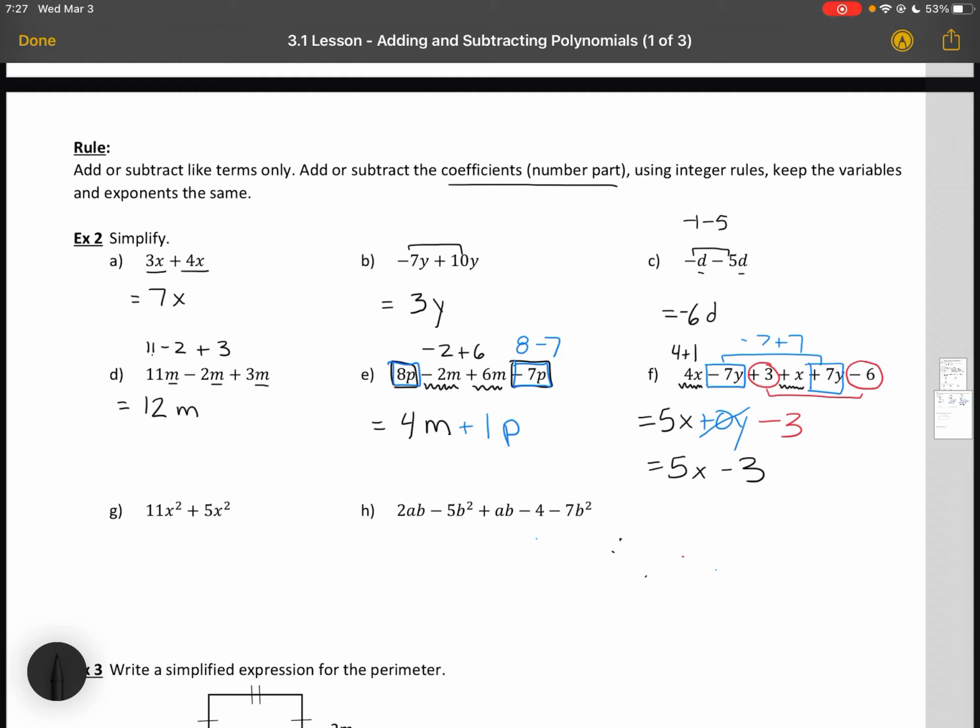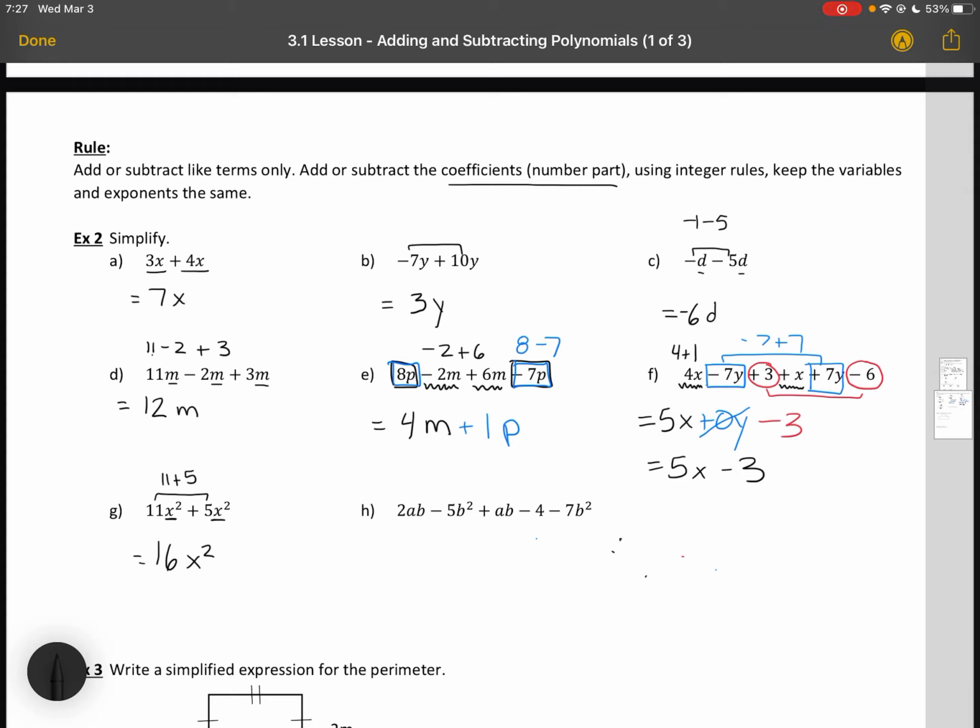Example G, I have x squared and x squared. So my variable is going to stay the same, and I'm going to add my numerical coefficients. So 11 plus 5 is going to give me 16x squared.